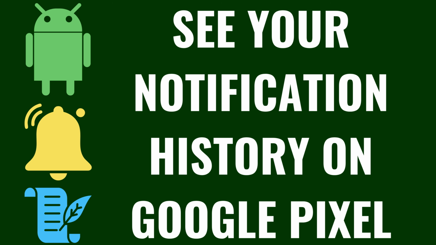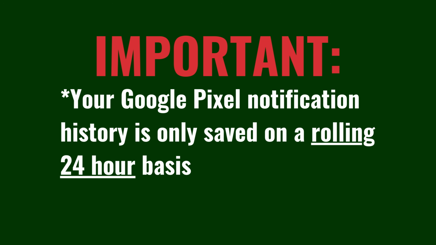I'm Max Dalton, and in this video, I'll show you how to see your Google Pixel notification history. And to be clear, your Google Pixel notification history is only saved on a rolling 24-hour basis, so any notifications you dismissed more than 24 hours ago won't show up in this list.